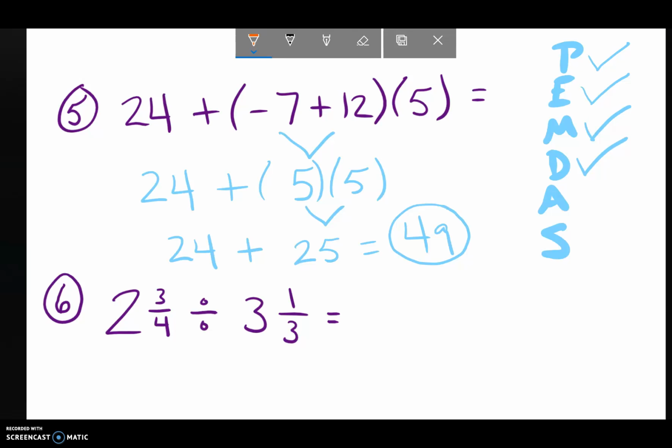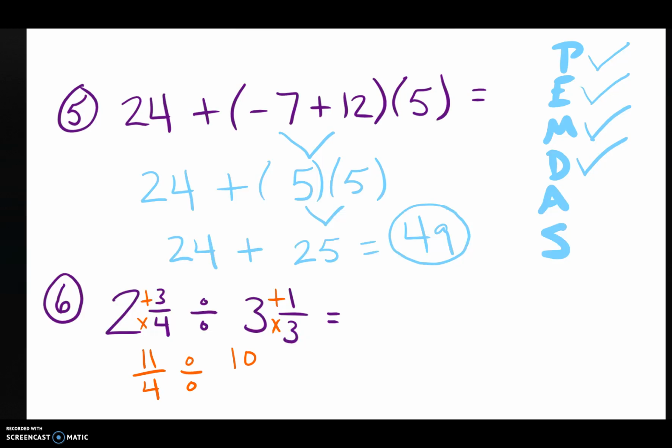Number 6, 2 3/4 divided by 3 1/3. First thing we'd want to do is write improper fractions. So 2 times 4 is 8 plus 3 is 11. 11/4 divided by, going to do the same thing to 3 1/3. It's going to become 10/3.